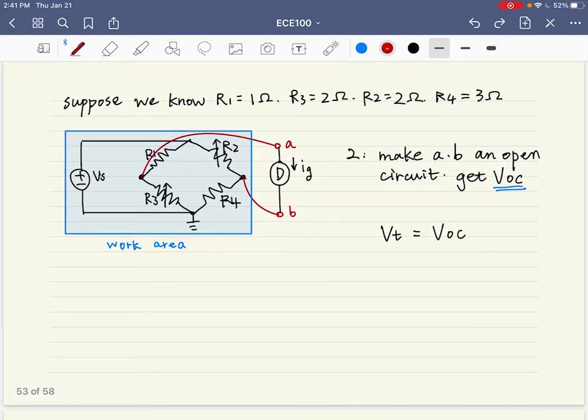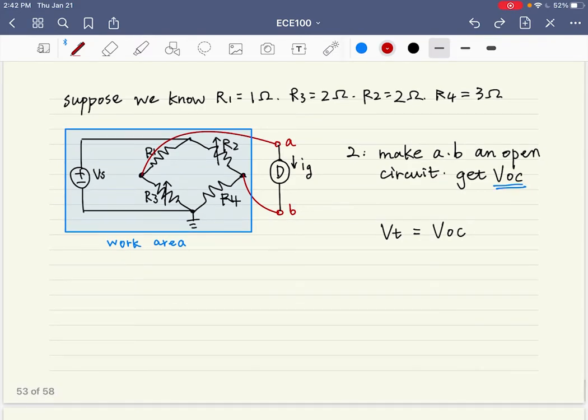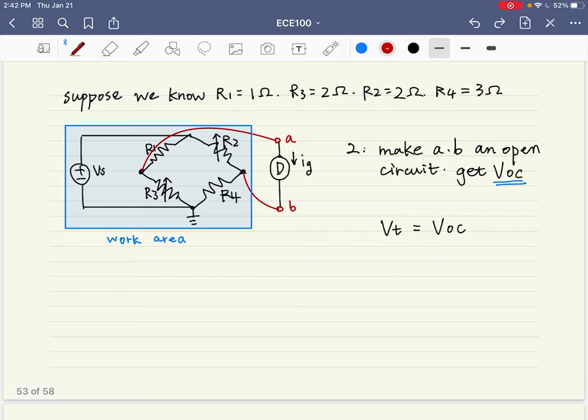According to our guideline just now, the first step is to determine the terminals A and B. Here, I choose these two points as A and B because what I care about is the reading of the detector. Okay? So I don't care about the rest of the circuit. I want to redraw it as an equivalent circuit to simplify my analysis. So I choose these two points.